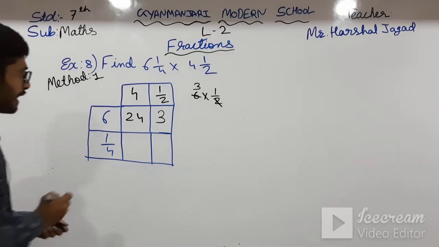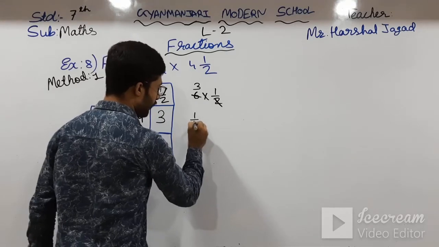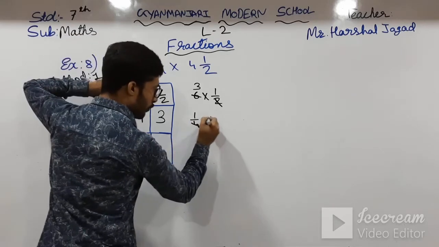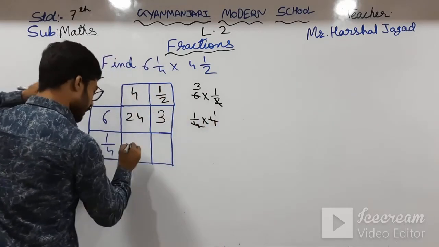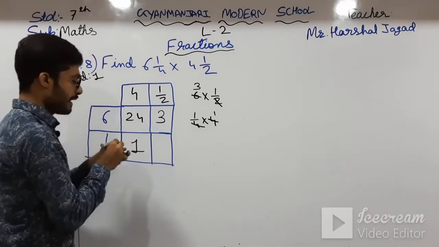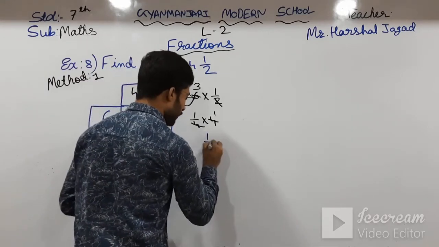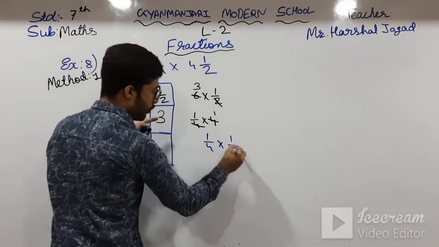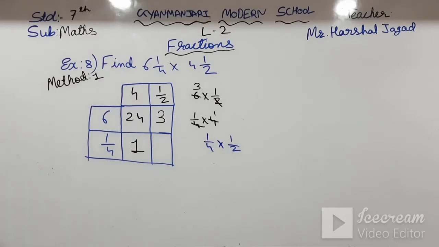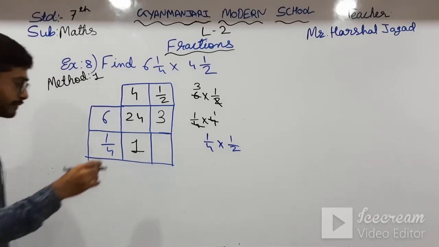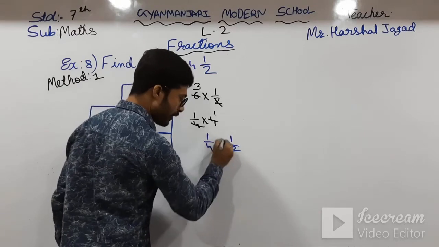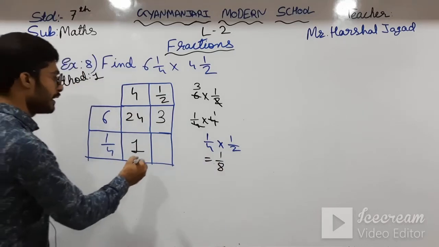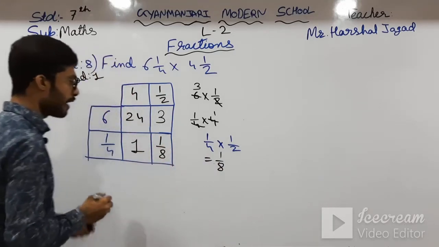Next we have to multiply 1/4 with 4. 4 1s are 4, so what will come? 1. Here we write 1. And then we multiply 1/4 into 1/2. What will be the answer students? It is 1/8. Why? 4 2s are 8. So we write here 1/8.